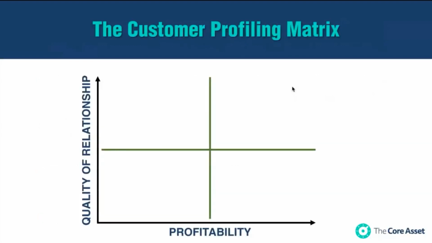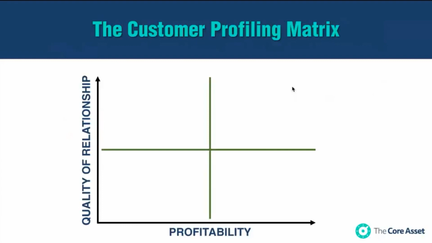As you can see, the matrix has 2 different axes. Along the bottom, you've got profitability. Obviously, the further to the right, the more profitable the client, customer, or patient. And then up on the left, you've got the quality of the relationship. The higher up you go, the better the relationship. Now, what I mean by relationship, very simply, is how the client, customer, or patient treats you as an organization and treats you and your staff.